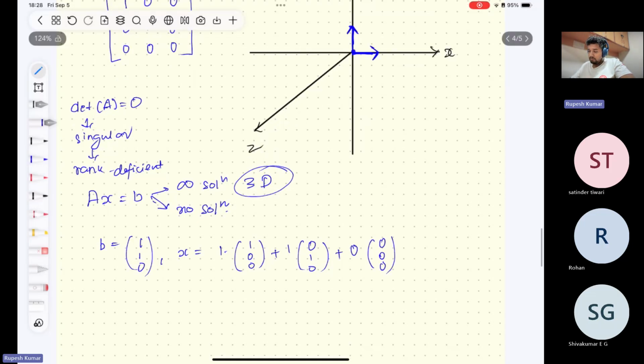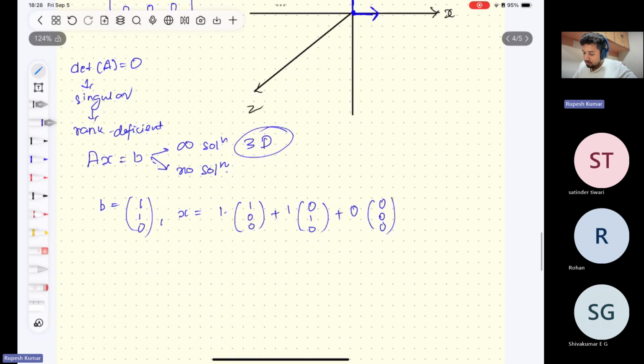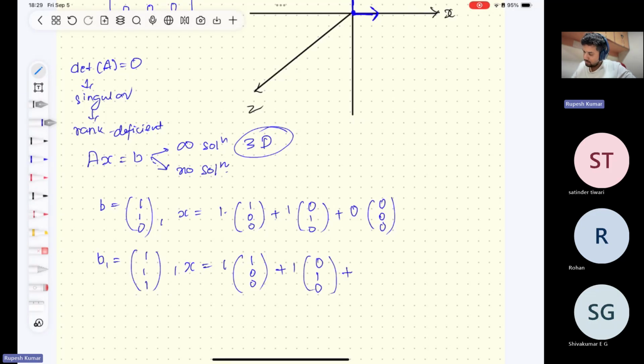This is correct, everyone. So basically x will be this vector. This is the column view of the matrix vector product; you can always figure this out. Now let me take another vector B1 that looks like this, 1, 1, 1. For this case, you can say x equals 1 times 1, 0, 0, plus 1 times 0, 1, 0, plus 0 times... okay, sorry, this is not the right case.